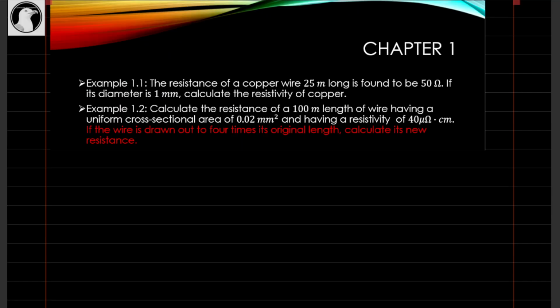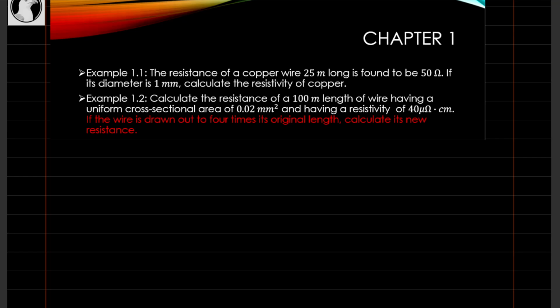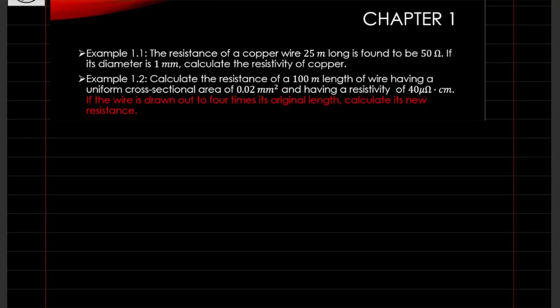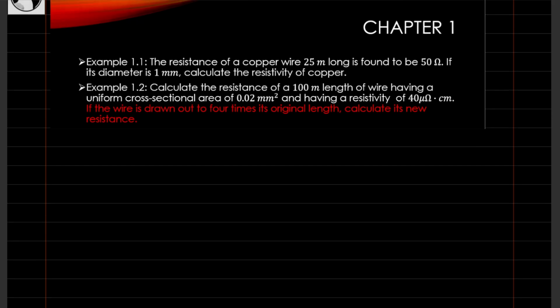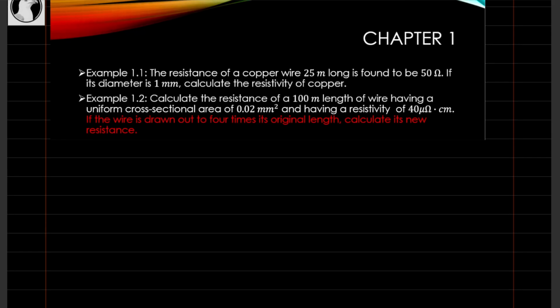Okay, so now I've set up our first two examples here from chapter 1. The first one goes as follows. The resistance of a copper wire 25 meters long is found to be 50 ohms. If its diameter is 1 millimeter, calculate the resistivity of the copper. All right, let's not waste any time here. Let's begin. So always start with what you are given.